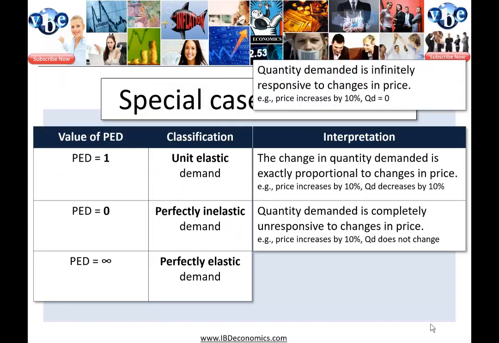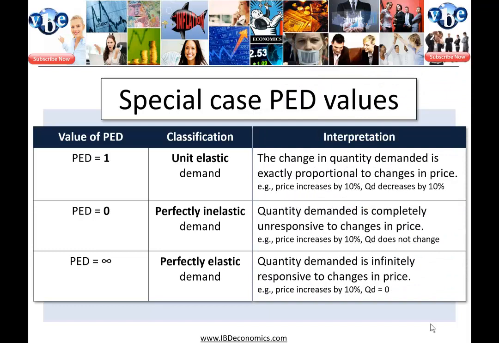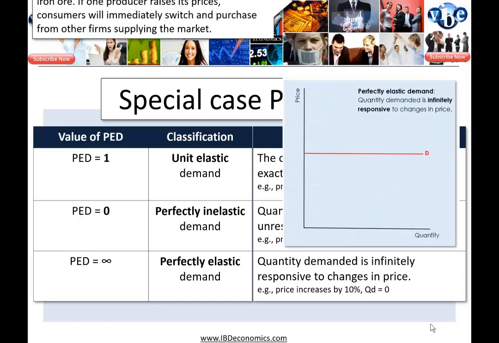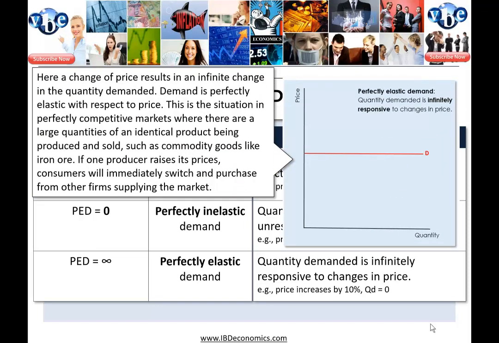PED equals infinite. We call this perfectly elastic demand. Quantity demanded is infinitely responsive to changes in price. So, for example, if price increases by 10%, quantity demanded falls away altogether. Any price increase and none of this product will be bought. And this is a horizontal demand curve. Quantity demanded is infinitely responsive to changes in price because we're basically dividing by 0 on the bottom.